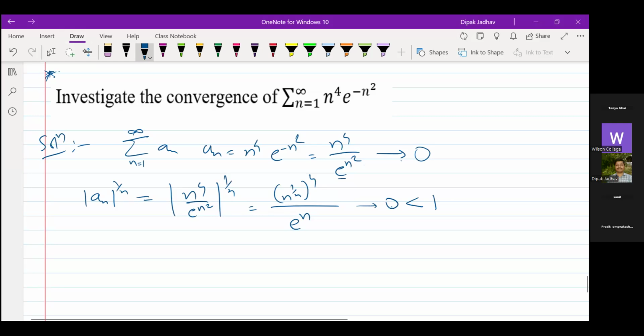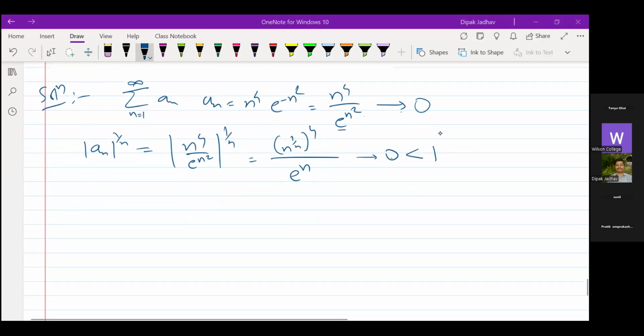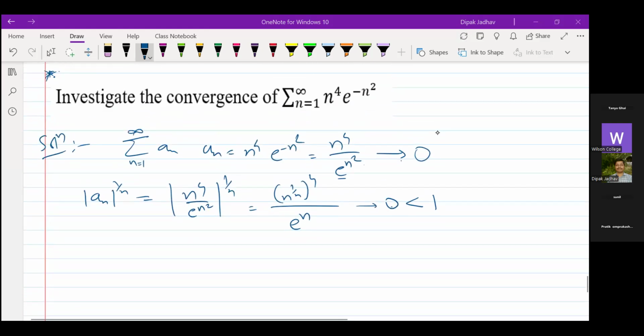Can I say like this? All of you agree with this? Yes, sir. Very good. So by the root test, I can say the series converges. You can also observe it this way.